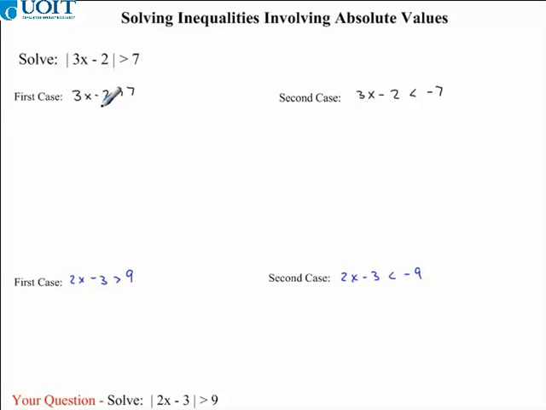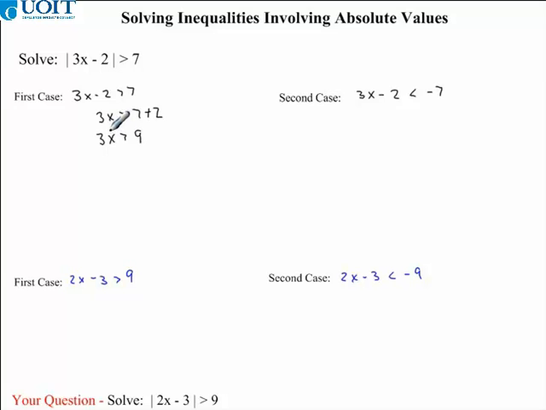So to isolate for x, we're going to bring this minus 2 to the other side of the inequality, which will make it positive. So we will have 3x greater than 7 plus 2. In our next line, we will have 3x greater than 7 plus 2 gives us 9.